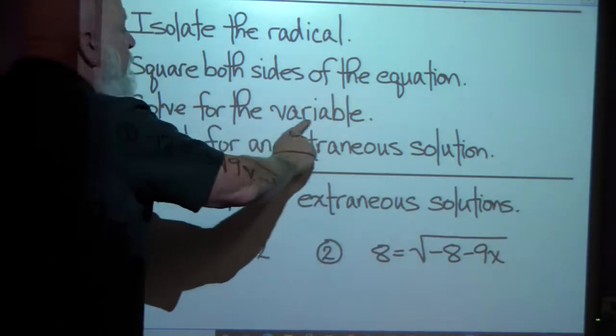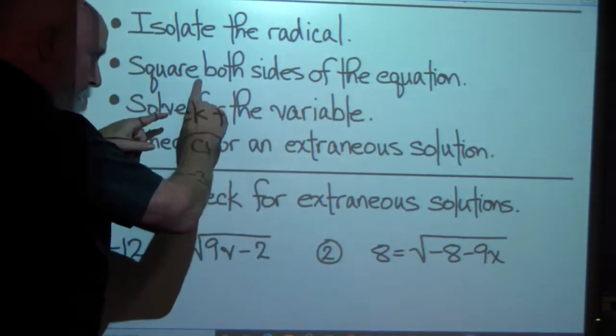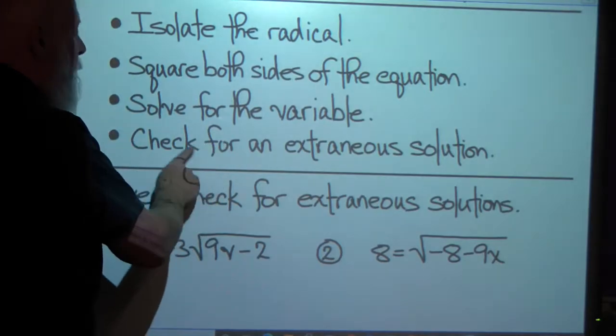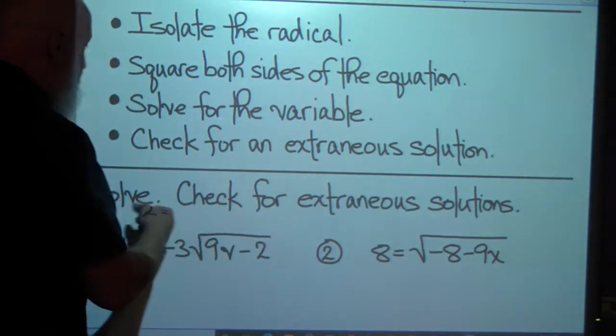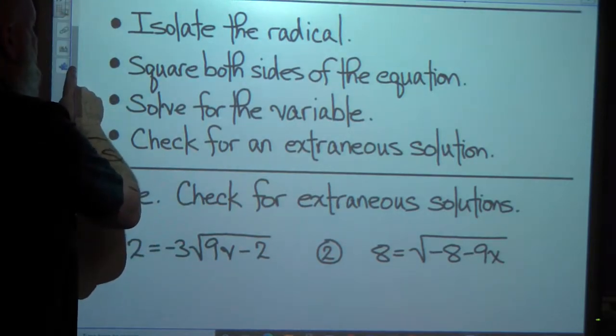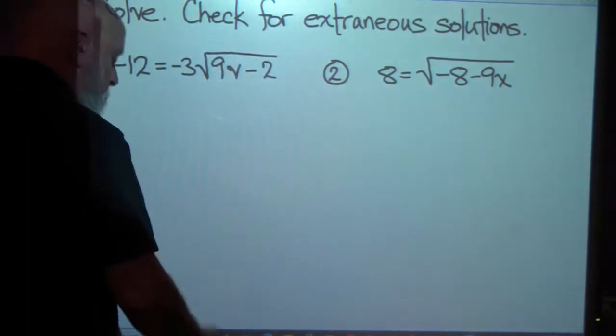Then we're going to solve for the variable. So when we square both sides of the equation, that's going to get rid of our radical symbol. We'll solve for the variable. Then we'll check to make sure that our solution actually works, or solutions. So that's the plan. That's how we're going to do it. Here we go. We're going to solve, check for extraneous solutions.